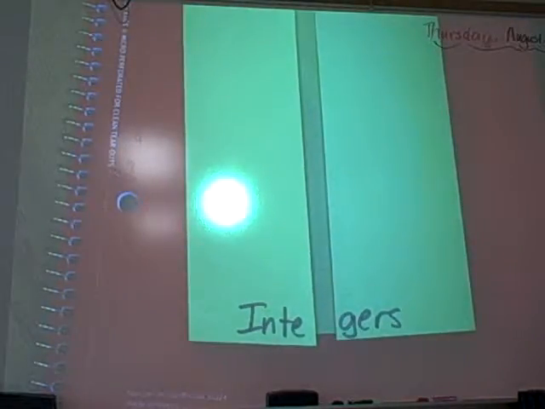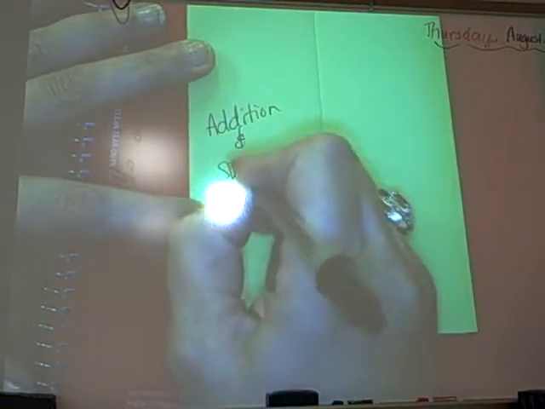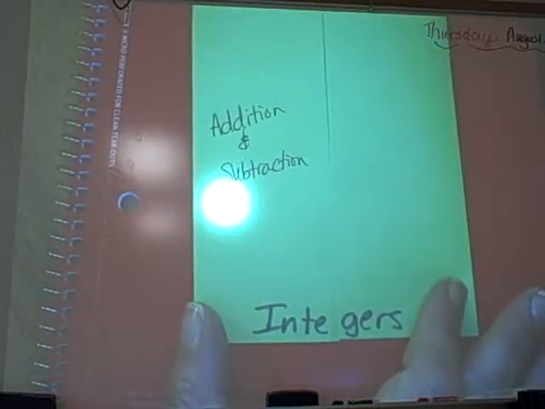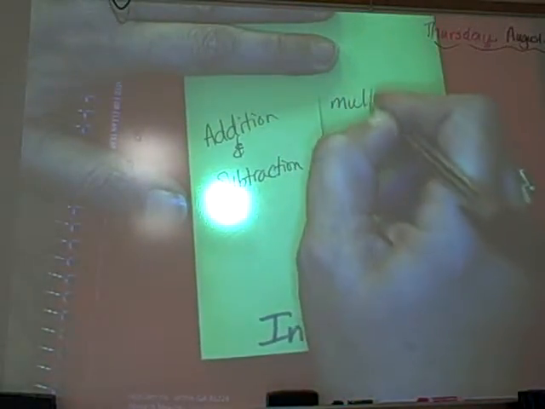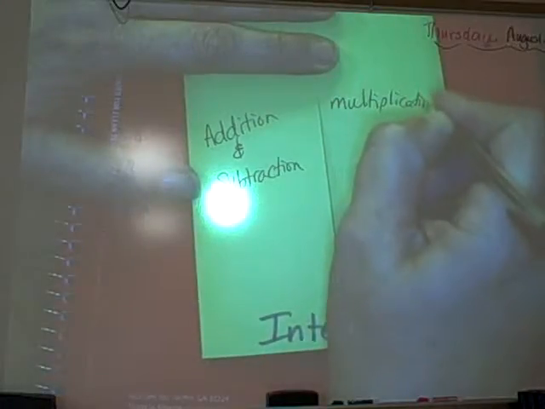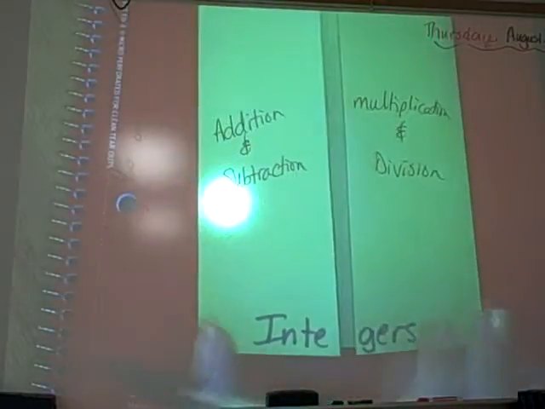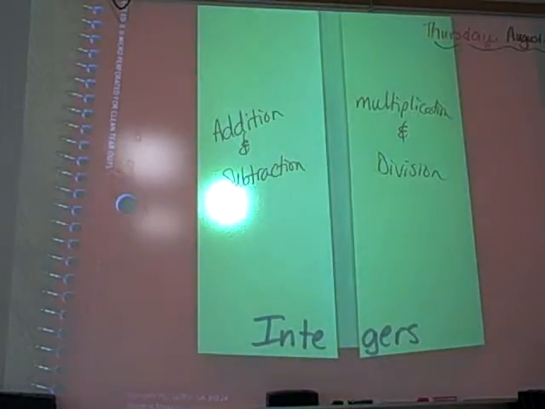So we're just going to review the rules a little bit. This side is going to be addition and subtraction. So what do you think the other side's going to be? Subtraction. We already did subtraction. Multiply and divide. Multiply and divide. So multiplication and division. So get those labels put on there. Addition and subtraction, multiplication and division.